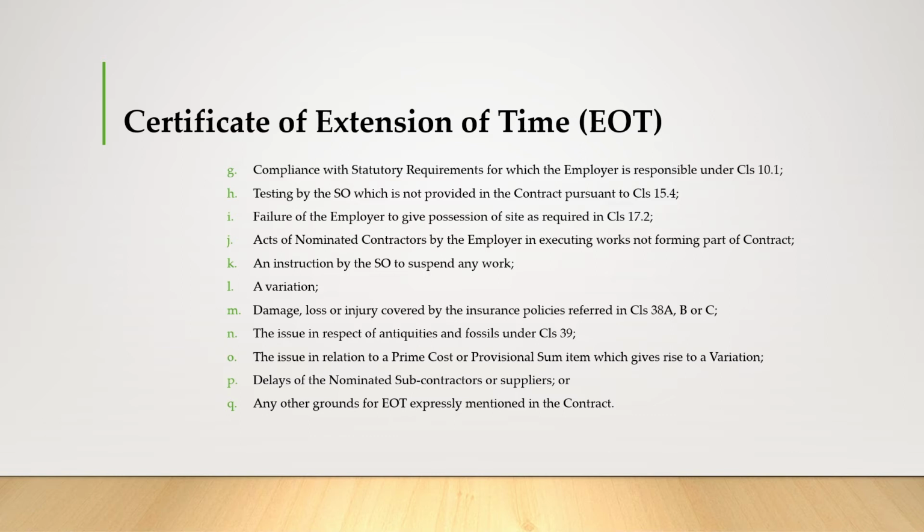and also damage and loss covered by the insurance policy referred to in clause 38.A, B, C, the issues in respect of antiquities or fossils under clause 39, the issues in relation to prime cost and provisional sum items which give rise to a variation, and also the delay of nominated subcontractors or suppliers, and the last is any other grounds for EOT expressly mentioned in the contract.